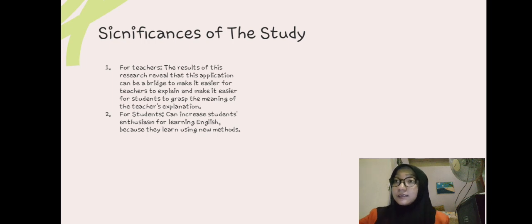Okay, next, significance of the study. Number 1, for teachers. The results of this research reveal that this application can be a bridge to make it easier for teachers to explain and make it easier for students to grasp the meaning of the teacher's explanation. And number 2, for students, it can increase student enthusiasm for learning English because they learn using a new method.